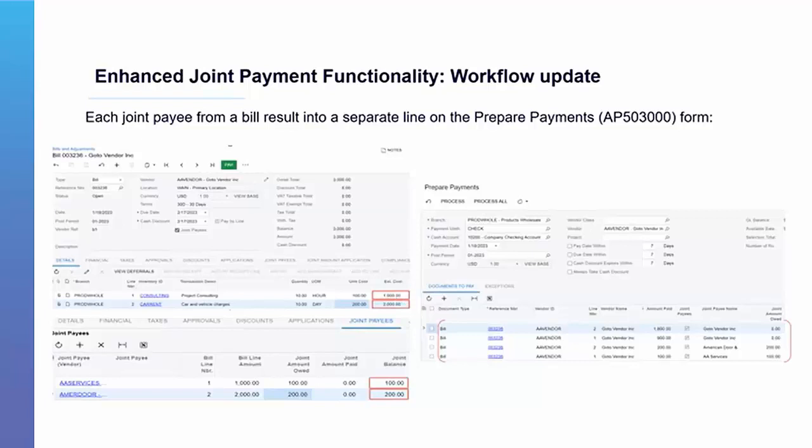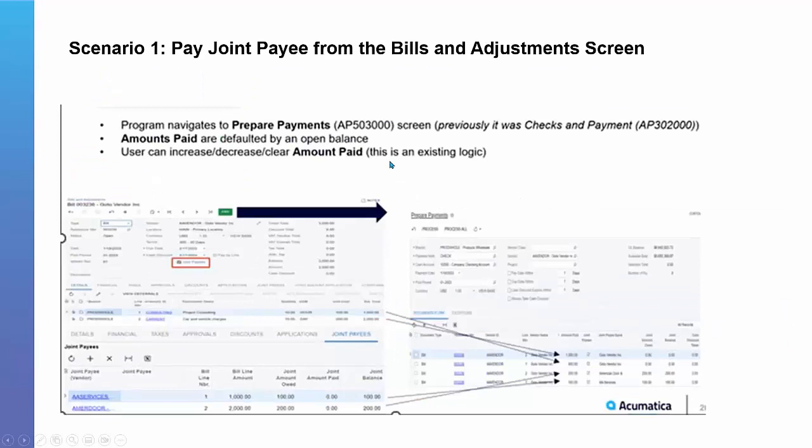What this is going to allow for is the ability to actually print a joint payee check in one of three ways. The first one is you're able to print the joint payee right from the bills and adjustments screen. So what you see here in line in the screen is on the joint payees tab here within the bill. It will pull the information directly into the check screen if you choose to run it from bills and adjustments.